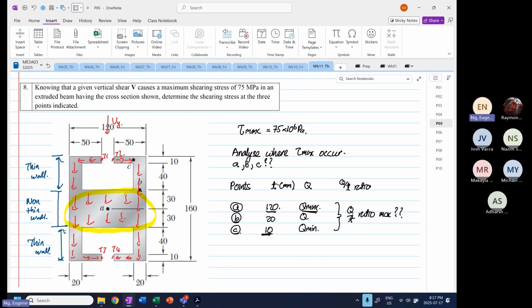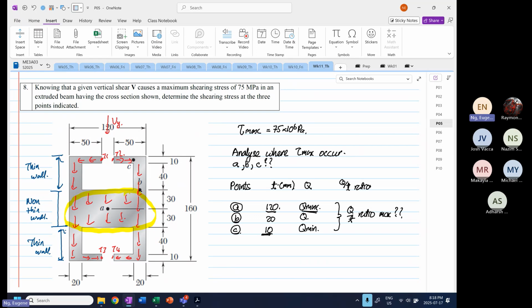Now come to a question like this, we don't immediately rush to find V over I. What is given to us over here? It is the tau max. Did they give us the V value? No. We can find the I value, but it's going to be tedious. It's not impossible, but tedious. So more important is the Q over T ratio.